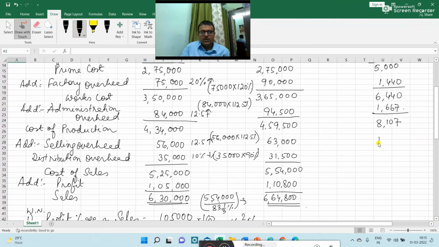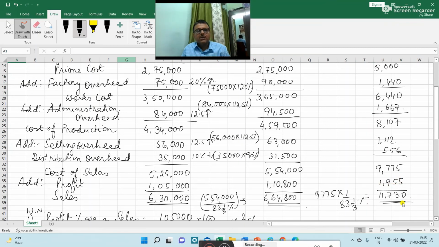So selling overhead 1,112 and distribution overhead as 556. So your cost of sales will be 9,775. Now this represents 83.13%. So 9,775 into 100 by 83.13%, we will be getting 11,730. So the difference of the sales figure and the cost represents the profit, and the estimated amount of profit is 1,555.